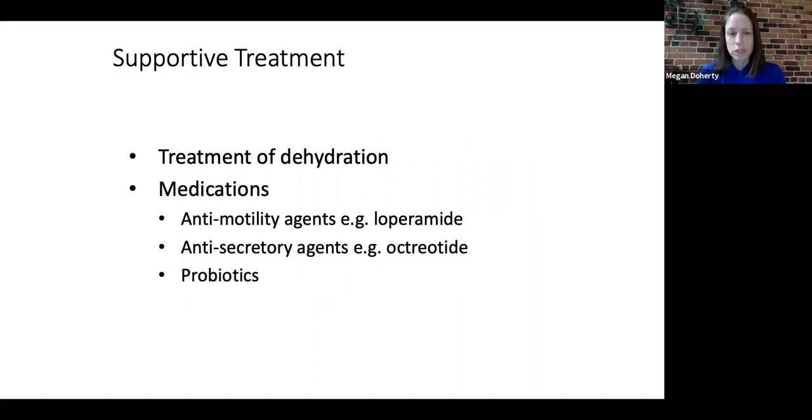Other considerations for treatment include management of dehydration, which is usually secondarily caused by the diarrhea, and we can use the following medications as well. Anti-motility agents such as loperamide, which is actually an opioid, which has very little pain-relieving ability, but does slow down gastric motility. So basically it gives you an opioid-induced constipation, which is what you want in this situation.